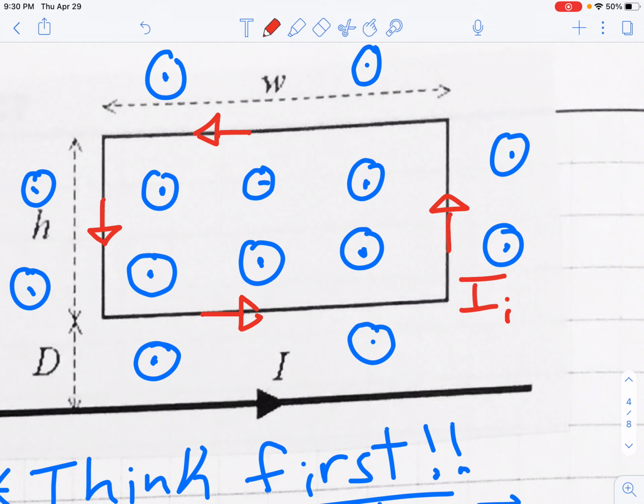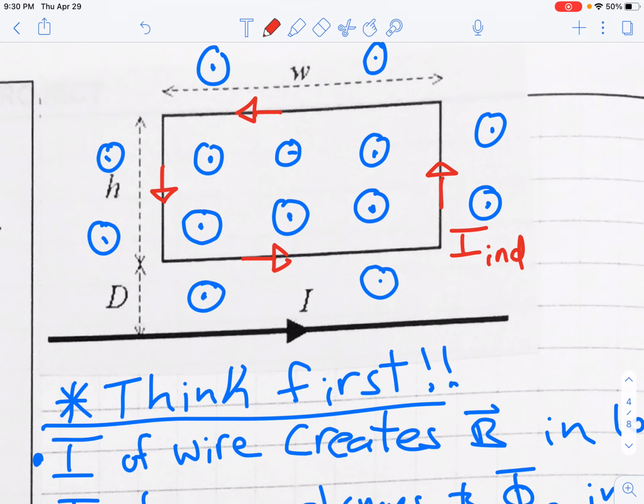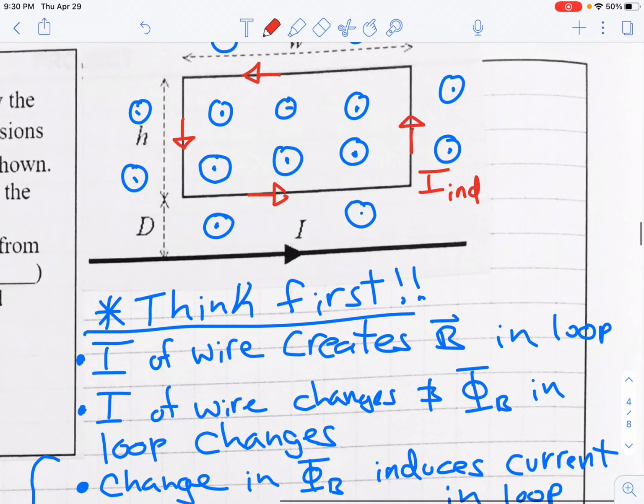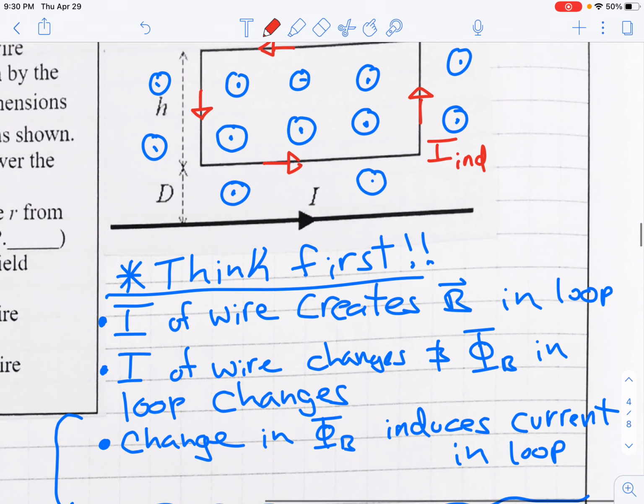I induced. Or you could call that I_L, like a little L for the loop. Maybe I did that in this example. I don't remember. I'll have to come back and change it if I did.